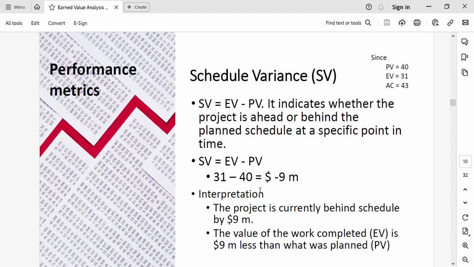How to interpret it? The project is currently behind schedule as SV is negative. So we can say that the project is currently behind schedule by approximately $9 million, and the value of the work completed, that is earned value, is $9 million less than what was actually planned.